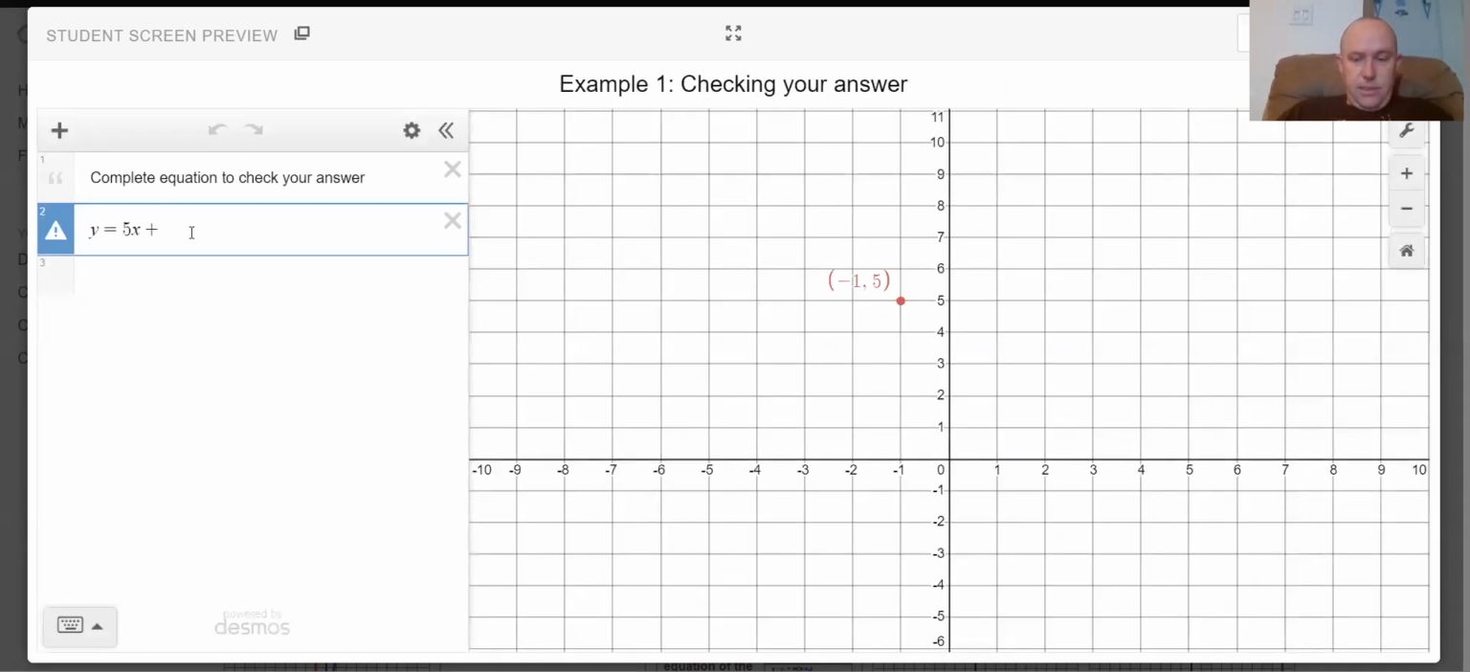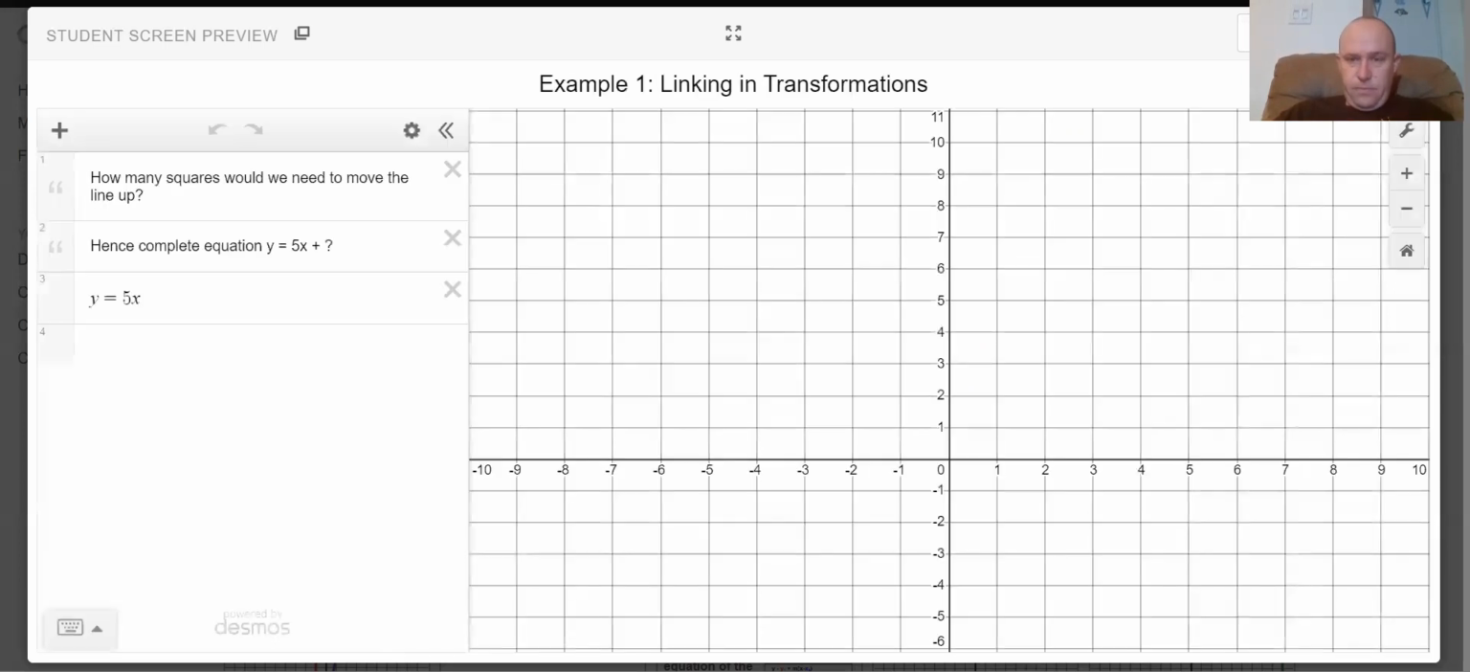Now, I can check this answer. We think it's 10. Let's have a look. There you go, and you can see that it does pass through this point. And we know it has a slope of 5, because I've entered 5x here.